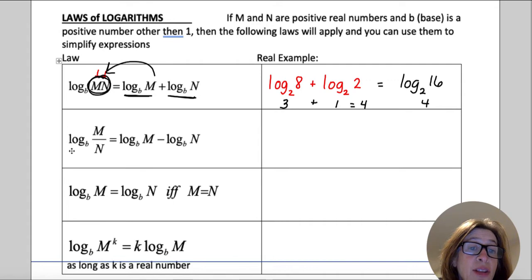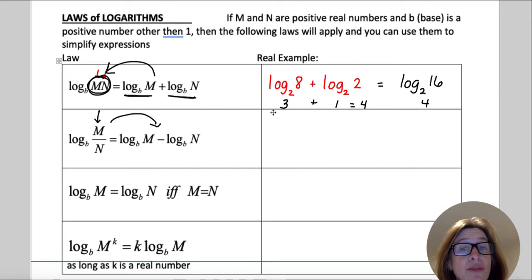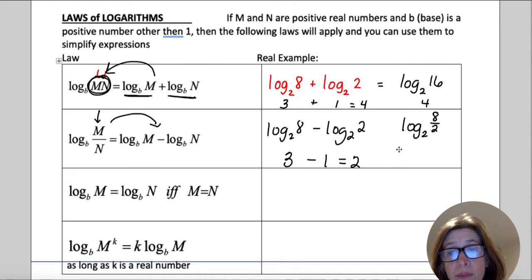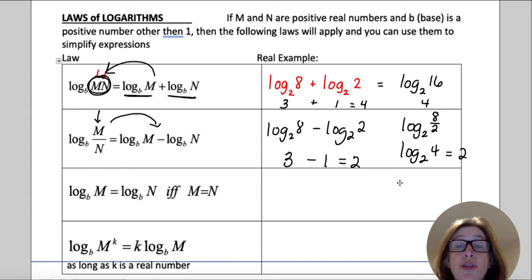Here's the next one. Log base b of m divided by n. So if the expression with the log is being divided, you can expand it using subtraction. So let's see how that would work. If we use the same numbers, log base 2 of 8 minus log base 2 of 2, again, we'd have 3, but in this case 3 minus 1, which gives me 2. Well, if we use the law of logarithms and brought those together, it would be log base 2 of 8 divided by 2, or log base 2 of 4, which is also 2. So you can see how that works really nicely with each other.